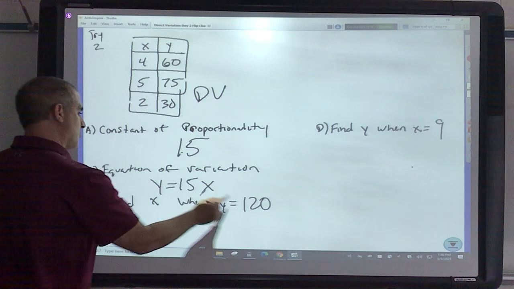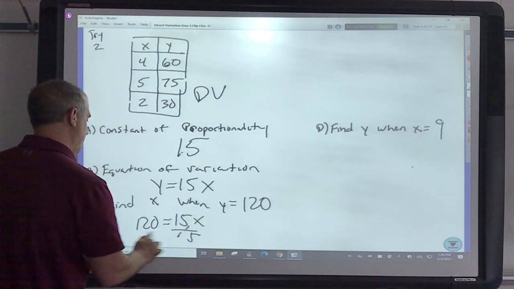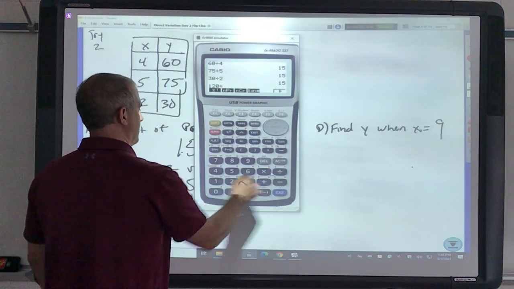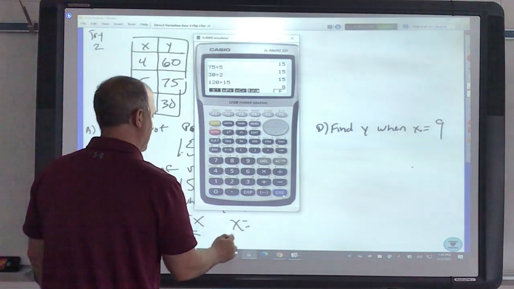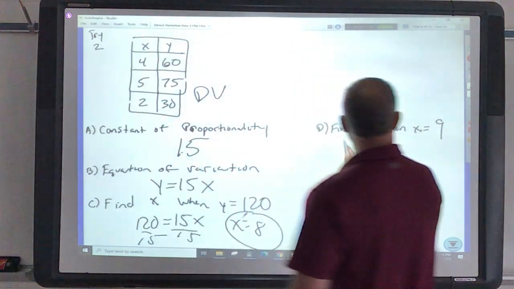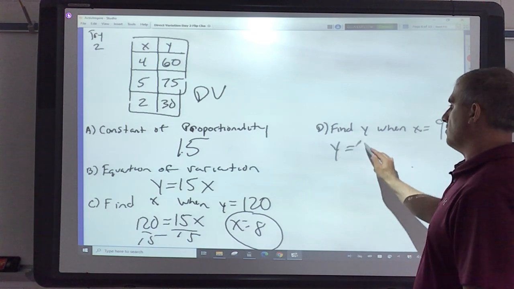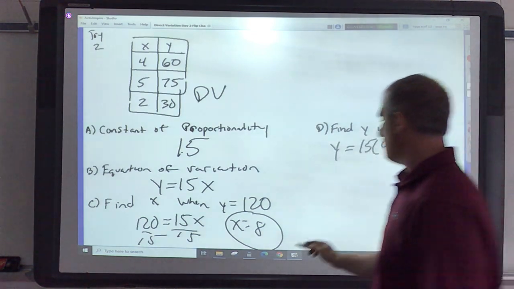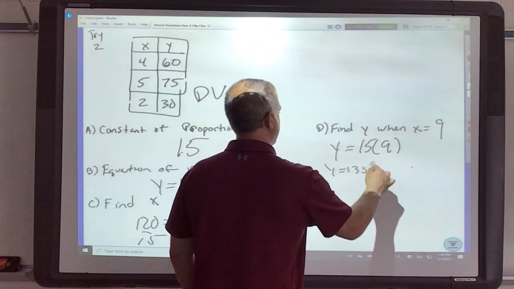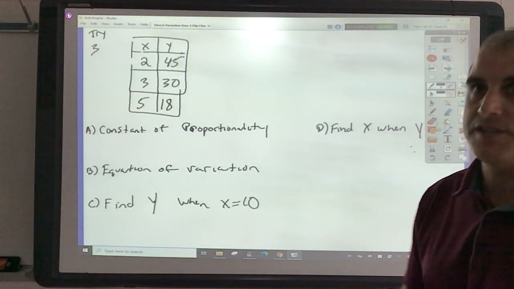It says find x when y is 120, so 120 equals 15x, and just divide by 15. Okay, 120 divided by 15 is 8. Okay, find x when y is 9. All right, or find y when x is 9, sorry. So y equals 15 times 9, since they're on the same side there, I can just do 15 times 9. So y is 135. Okay, and one more here for you guys to do.